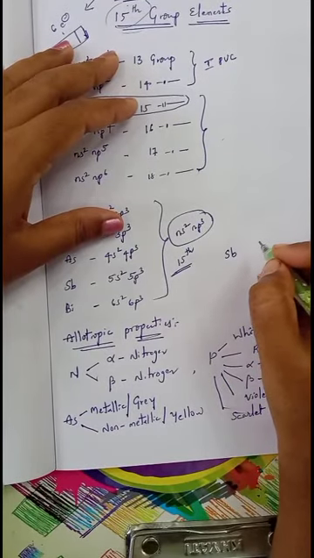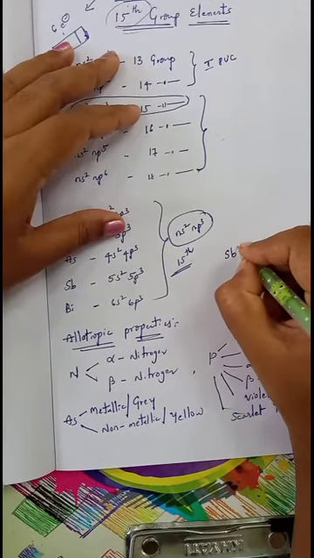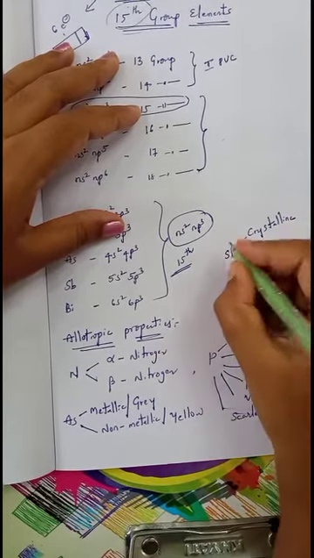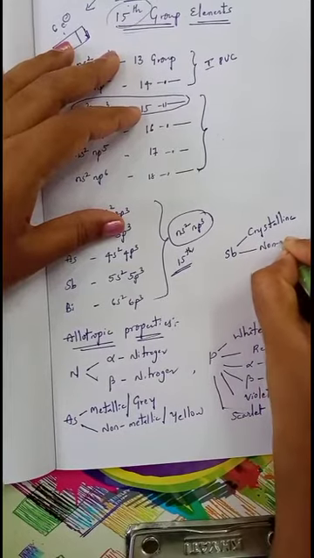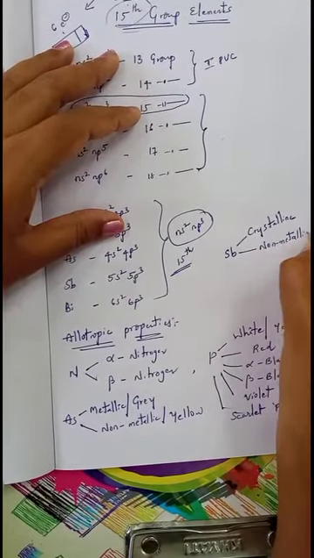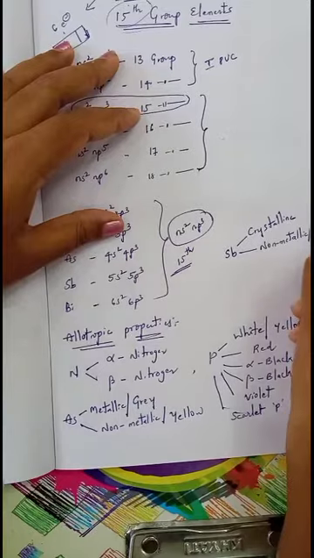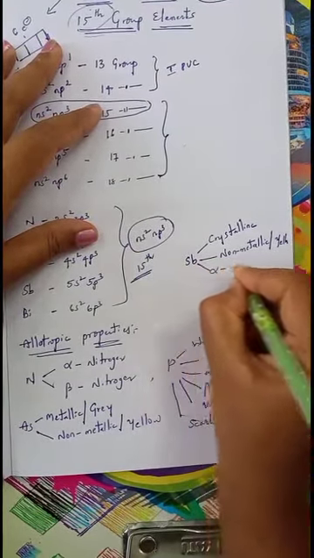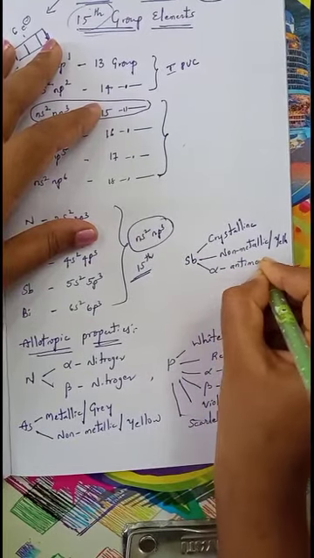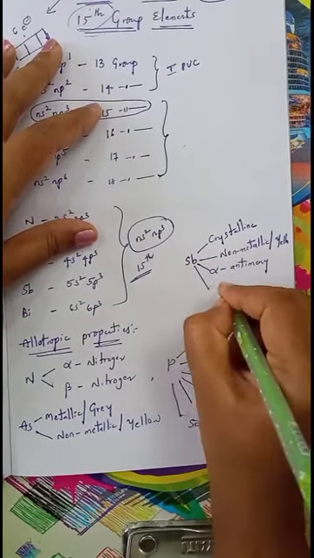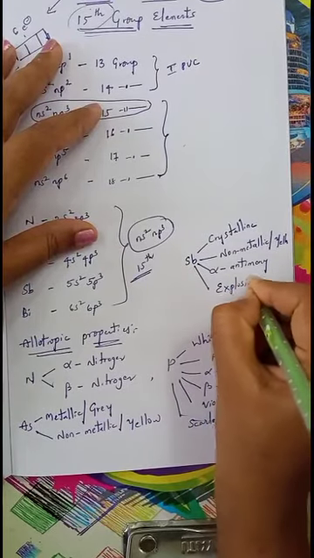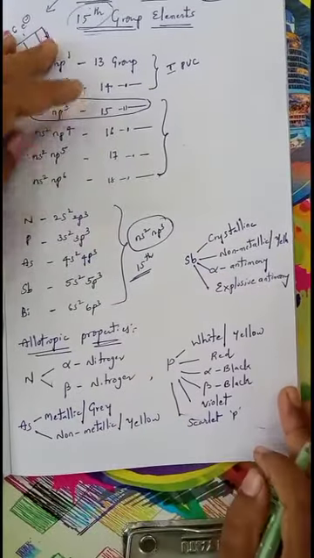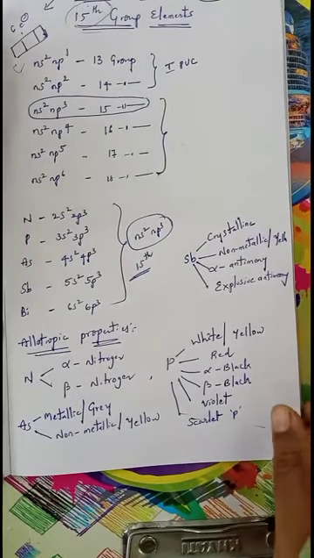Next, antimony. Antimony can also exist in different allotropic forms. The first one is crystalline. The next one is non-metallic, also known as yellow antimony. Next, alpha antimony. Finally, explosive antimony. So these are the different allotropic forms of the elements present in the 15th group.